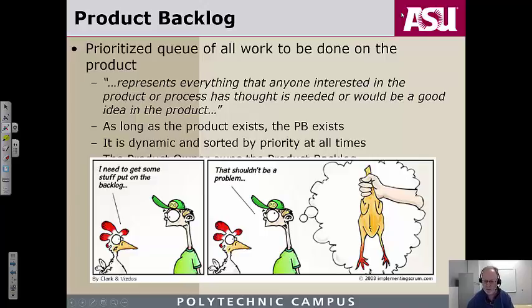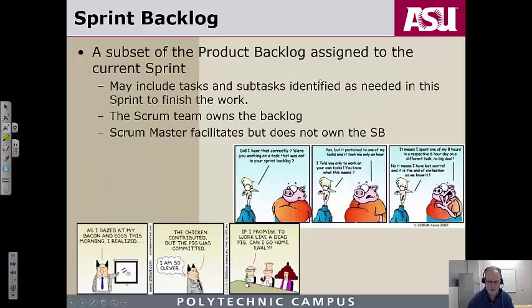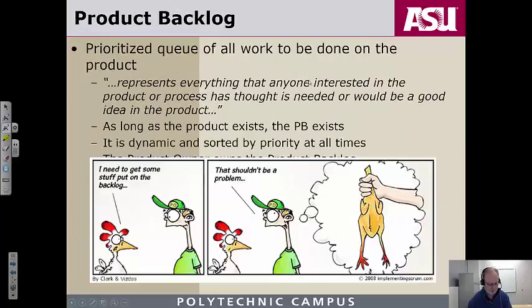Let me see here. Our cartoon seems to be reformatted.